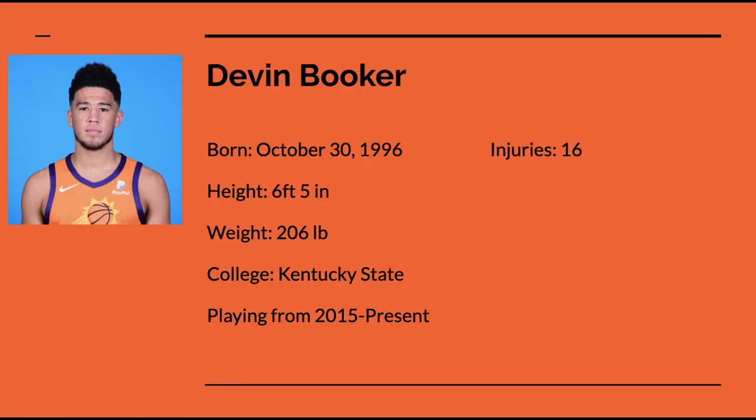Here, in this slide, we see Devin Booker's information, which means this slide will be used to introduce the NBA player to the class. This slide will include information such as their birth date, their height, college they attended, and the total number of injuries throughout their career. Students can incorporate more information that would persuade the class on voting for them.